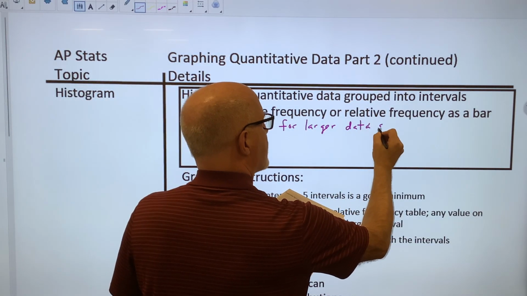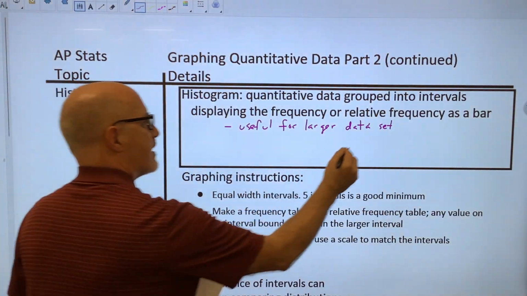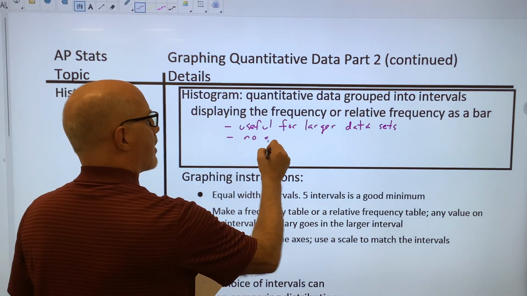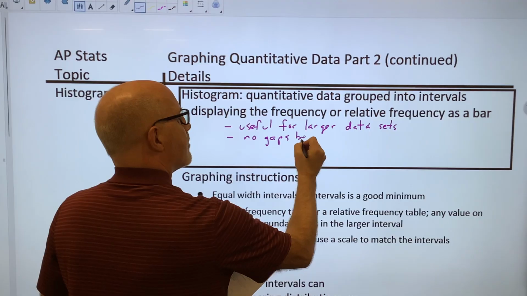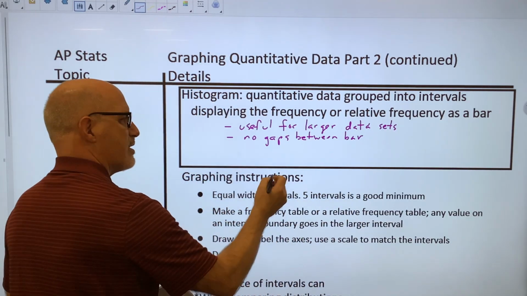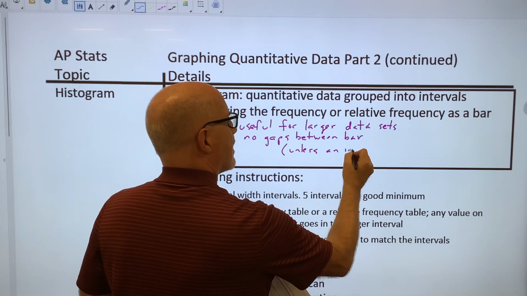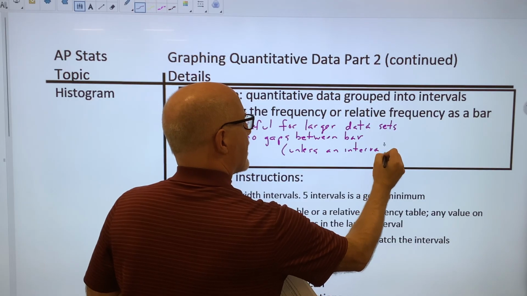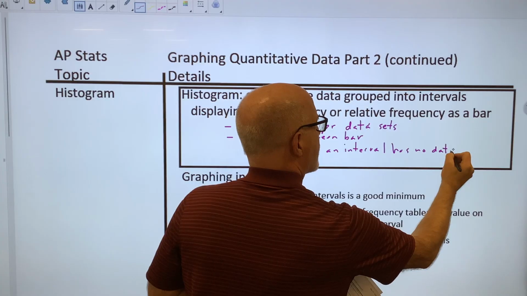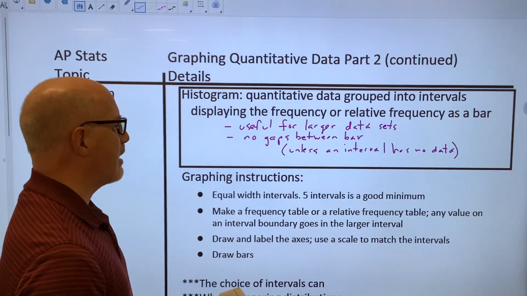This allows you to put things into groupings, so useful for larger data sets. And then histogram also has no gaps between bars. Now there is a caveat or an exception to this, unless an interval has no data. So if there's no data, you're going to leave a blank interval there. You don't want to skip intervals, and so you might have a blank one.